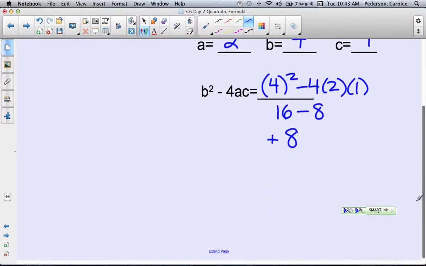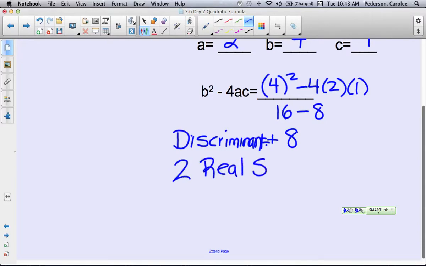So it asks us to identify the discriminant. So you'd say your discriminant equals positive 8, and you have 2 real solutions, which are 2 x-intercepts on my graph.